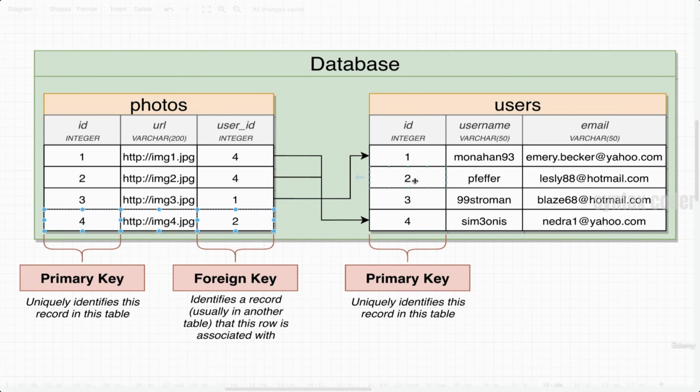If we want to find all the photos associated with Pfeffer, I guess is how we would pronounce that. That user Pfeffer has an ID of 2. So we'd go into photos, take a look at the user ID column. Okay, in that case, here's the only photo associated with that user. And so we would say this photo belongs to user Pfeffer.